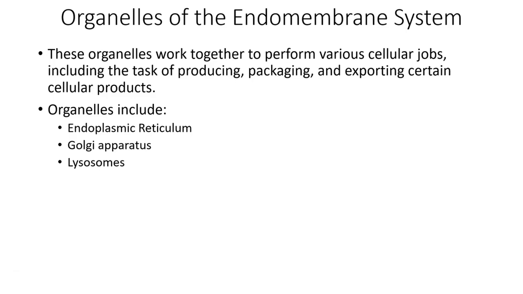Alright, so the endomembrane system, endo means inside, membrane is a membrane. So this is a group of organelles that work together to perform various jobs inside of the cell, specifically producing, packaging, and exporting certain products that are produced by the cell that need to get out to other areas of the cell or just outside of the cell in general. The endomembrane system is composed of three components: the endoplasmic reticulum, this is abbreviated to ER commonly. Then we have the Golgi apparatus, and last but not least are lysosomes.